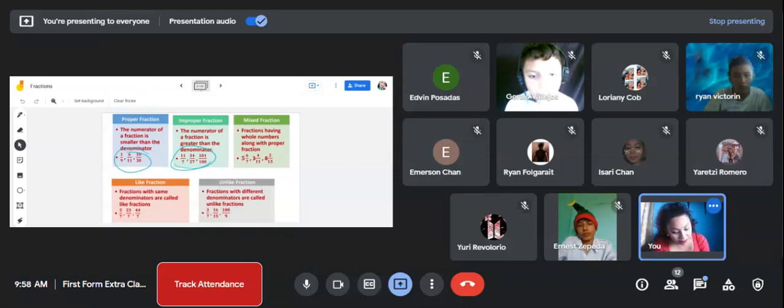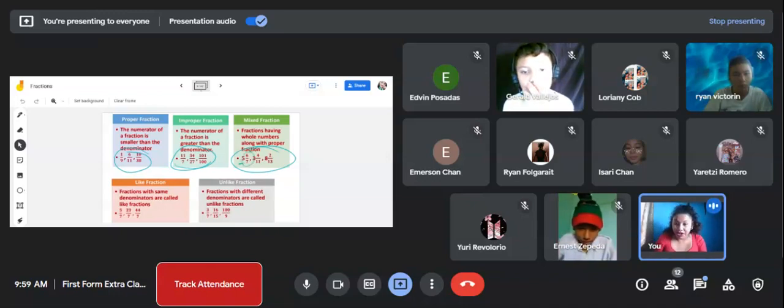And now when we talk about mixed, I would say, is the easiest one to identify, because a mixed has a whole number and has a fraction, and they are together. And that makes it a mixed, because I have a whole number and I have a fraction, and those two together, they are mixed, and that makes it a mixed fraction.